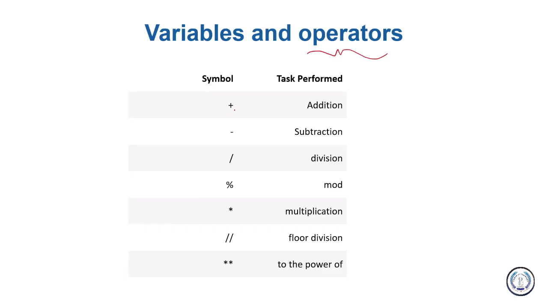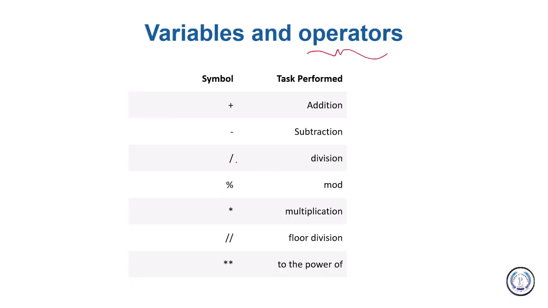You may have to add two variables, you may have to subtract a variable from the other, you may have to divide a variable, you may have to compute. For example, these are arithmetic operators. This plus symbol is used to add two variables. This minus symbol or subtraction is used to subtract a variable value from the other variable value. Obviously these all operate on values, not the names.